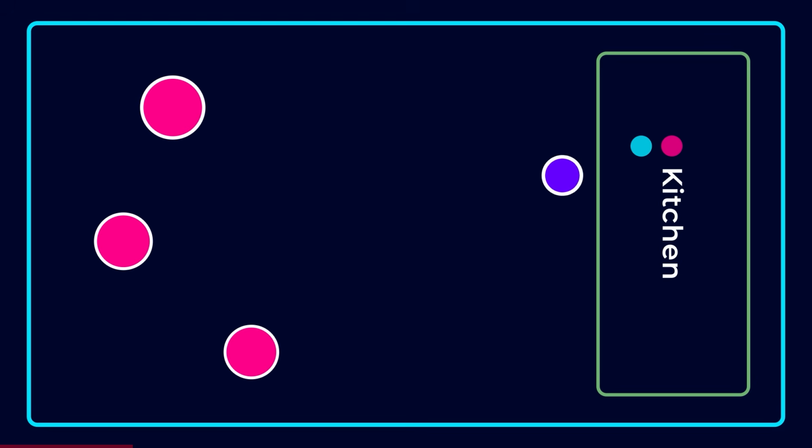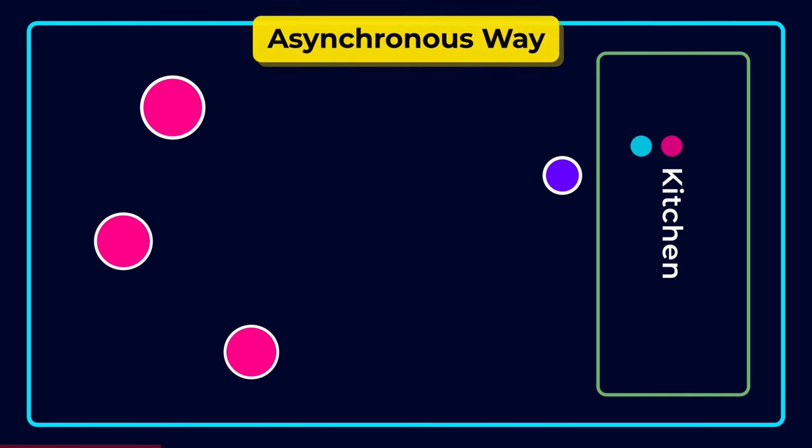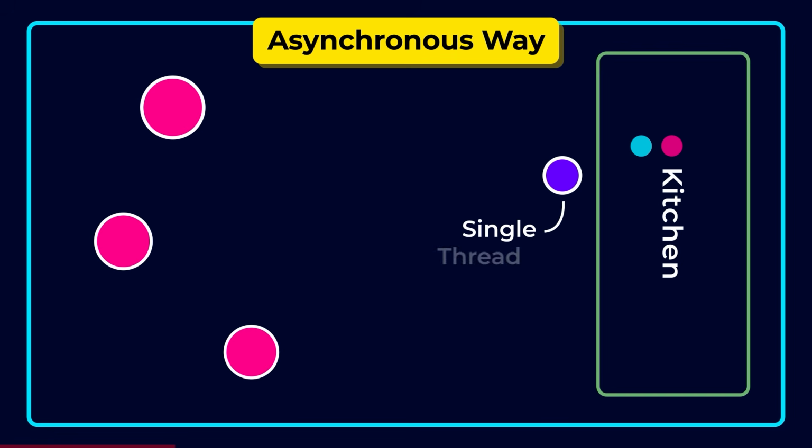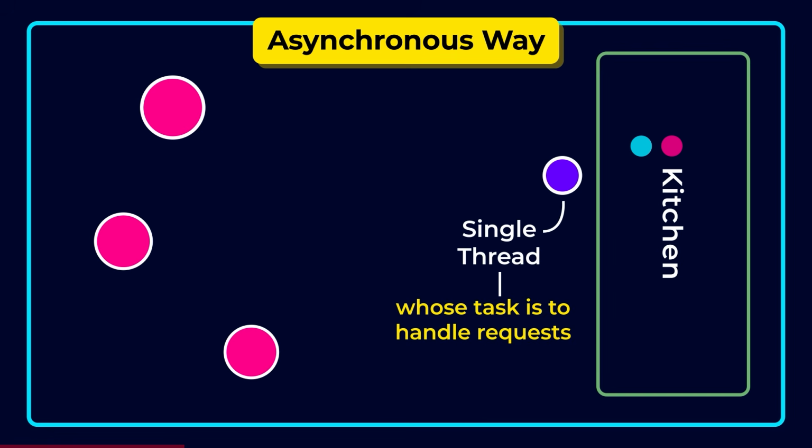Then the waiter takes that order and also gives it to the kitchen. So our single waiter can handle many tables. He doesn't need to wait for the chef to complete one order before he can serve another order. This is called the non-blocking or asynchronous way. And this is how a Node application works. This single waiter is working as the single thread of Node.js, whose task is to handle requests. So this single thread can be used to handle multiple requests without blocking.